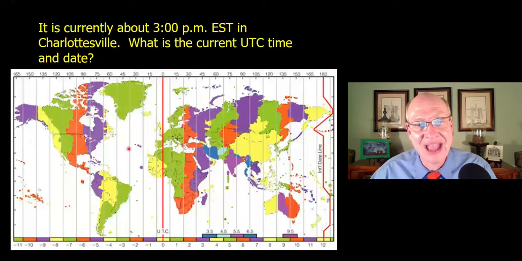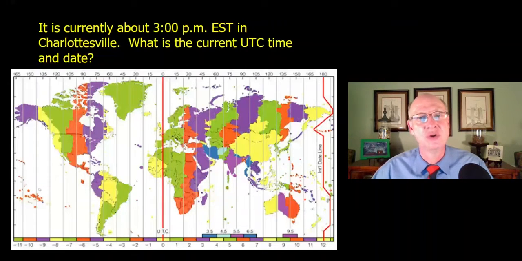And you'll remember as we go towards the east, it gets later in the day, right? If it's 3 p.m. here, it's 4 p.m., 5 p.m., 6 p.m., 7 p.m., 8 p.m. So it is 8 p.m. and because we didn't cross the date line and we didn't cross midnight, if it was Tuesday in Charlottesville, it is Tuesday in Greenwich, England with universal time.